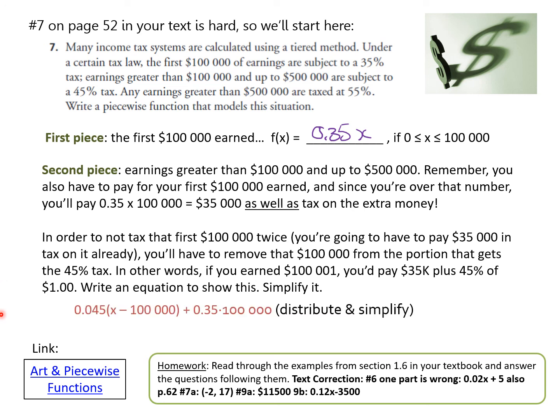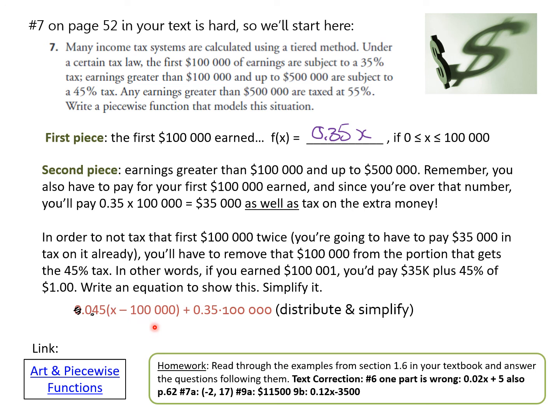So here's the equation that works. Whoops, I have an extra 0 in there that shouldn't be in there. Sorry, typo right there. Let's just take this off and put it there. There we go. Okay, so we've got 45%, and then that bracketed part, x minus 100,000, that gets rid of that first $100,000 that I've already paid my tax on.